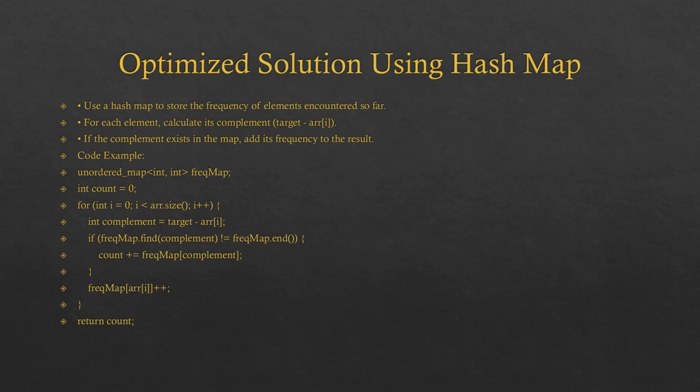Next, let's look at the optimized solution using a hash map. This method leverages the idea of tracking the frequency of elements we have seen so far. For each element in the array, we calculate its complement, the difference between the target and the element. If we have already encountered the complement, we add its frequency to the count. This approach significantly reduces the time complexity, making it more efficient, especially for larger arrays. Here's the code for the hashmap solution.